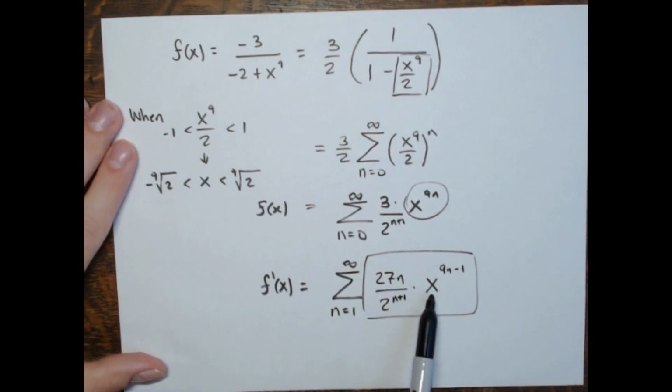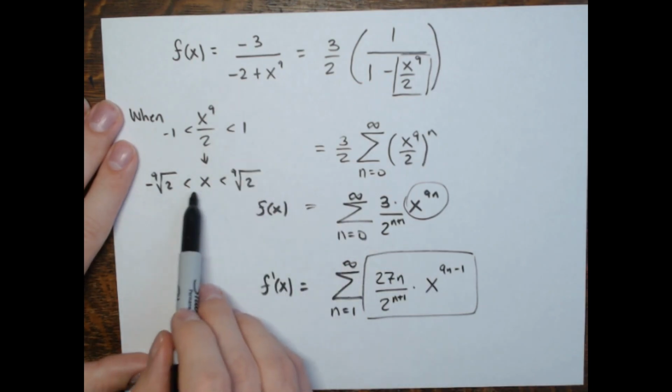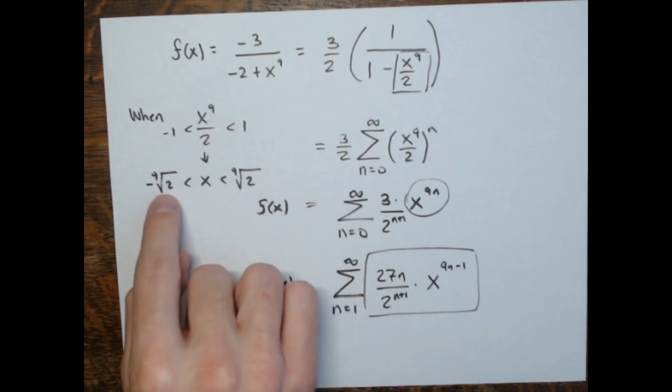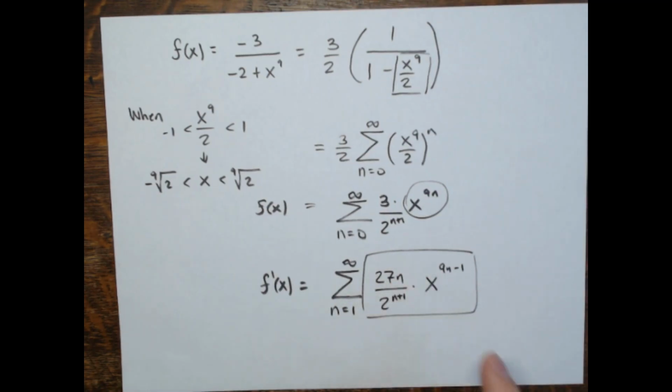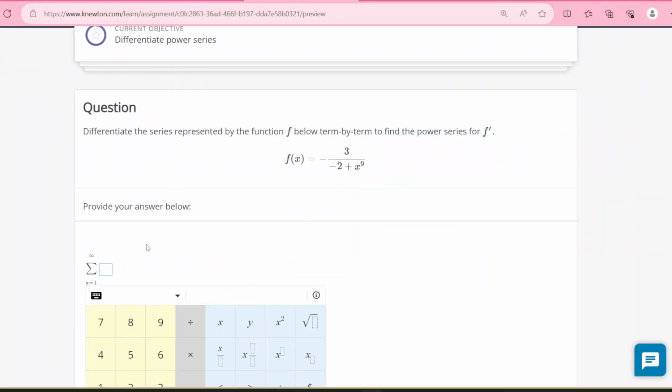And this series could converge to whatever the derivative of this function is for values of x between negative ninth root of 2 and positive ninth root of 2. Now you would also have to check the ends, and I would see that, just like the last problem, they diverge. So there's our interval of convergence, but they only want what the series is looking like. All right, sum from n equals 1 to infinity of, the constants are 27n divided by 2 to the n plus 1 power, and then times the powers of x. You have x to the 9n minus 1 power.